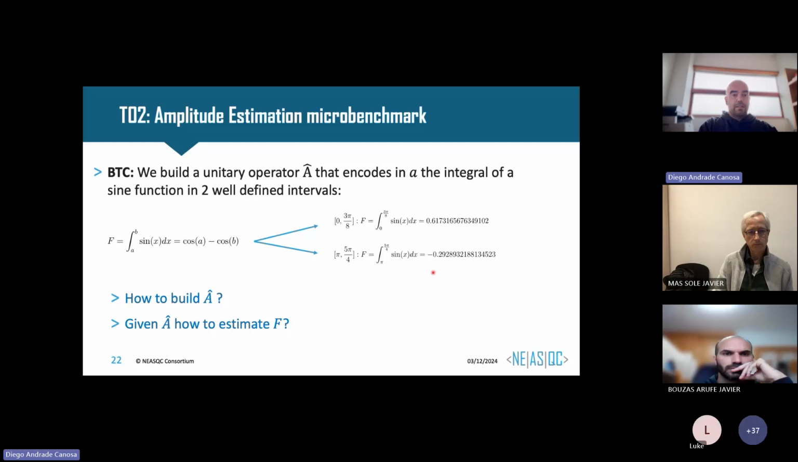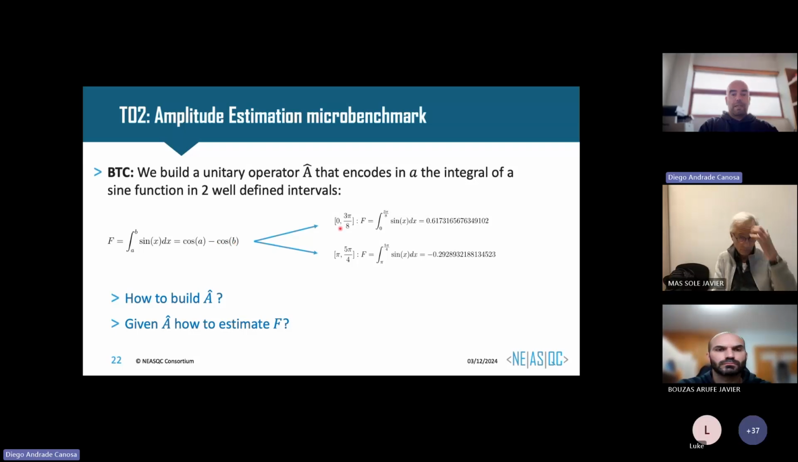So in this case, in the amplitude estimation, the benchmark test case that we have used is the integration of a well-known function, which is the sine function. Obviously, there is no point in doing this, but the importance of the integration of the sine function is that it's very easily classically verifiable. Actually, if we integrate the sine function between A and B, this is trivially the cosine of A minus the cosine of B.